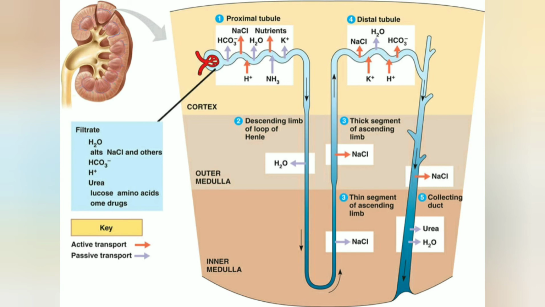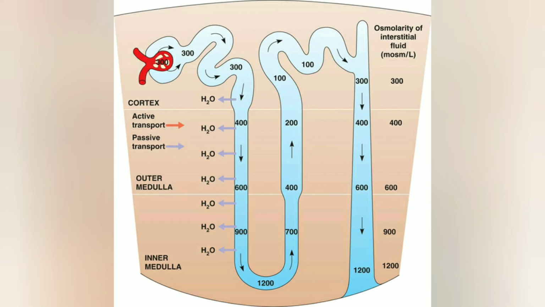This makes more water move out from the descending limb into tissue fluid by osmosis. Thus, as tubular fluid passes down through the descending limb, the osmolarity or concentration increases slowly due to water loss. On the other hand, you will find it progressively decreases due to sodium and chloride ion secretion as it flows up through the ascending limb.